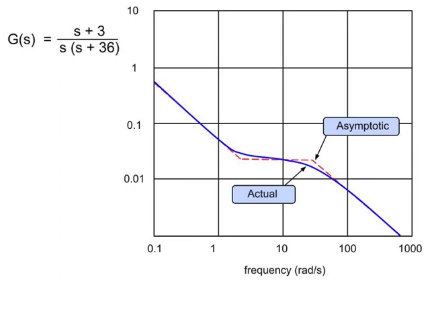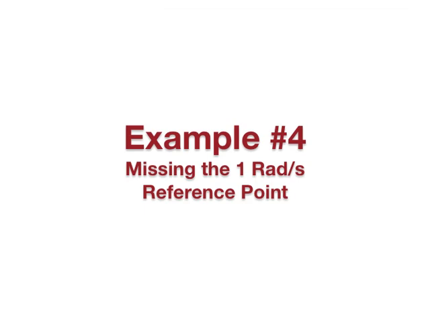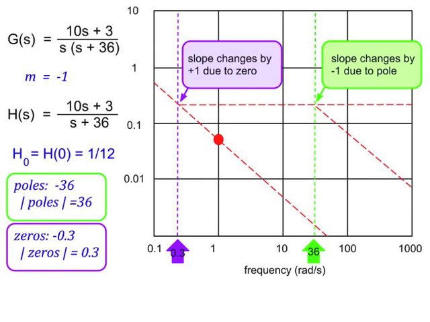We'll now look at example number 4. I've included this example to show you that the low frequency asymptote does not have to cross through the point that we draw in step 2. The transfer function for this example is G(s) equals (10s+3) over s times (s+36). And you'll note this looks a lot like our last example. The only difference is the zero that was at -3 in our last example is now at -0.3. So its frequency magnitude is now 0.3.